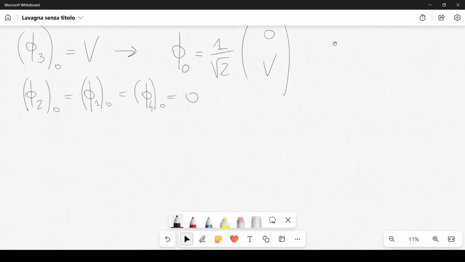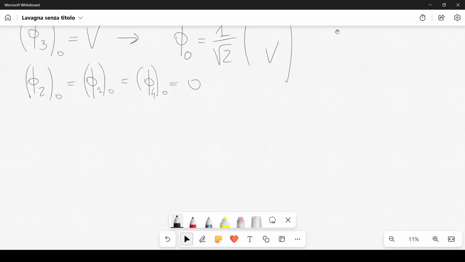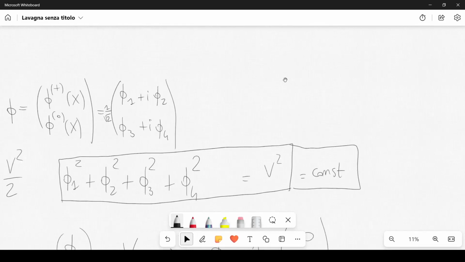Now, a generic state phi can be obtained by introducing four parameters, right? Because phi is described, after all, by four parameters, in this case phi 1, phi 2, phi 3, and phi 4. It was written in this form, but we need four parameters to be able to span all the different possibilities.